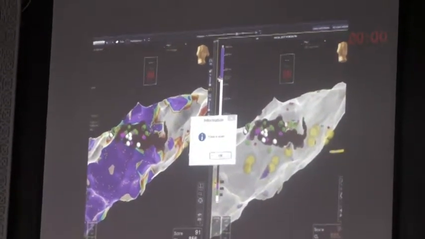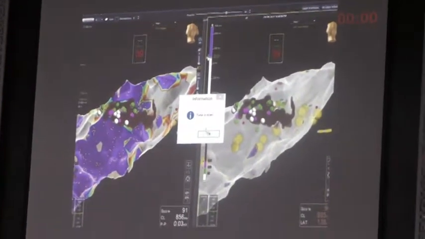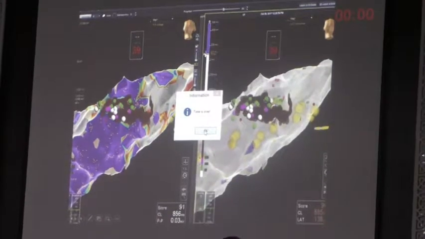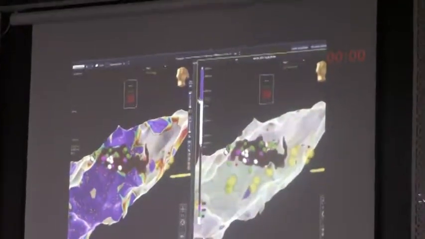And since then, the patient was doing fine. I'm almost done. I'm just 1 minute. So at that point, we stopped, and the patient has been doing well clinically.